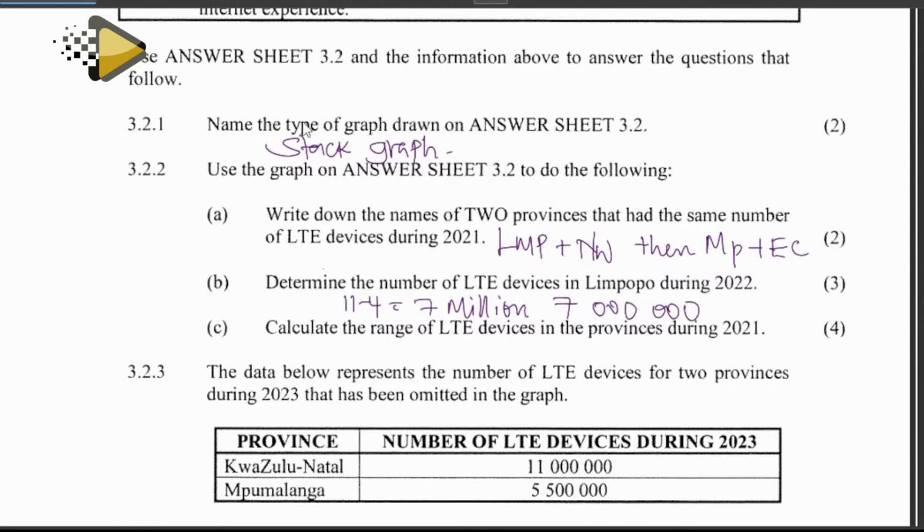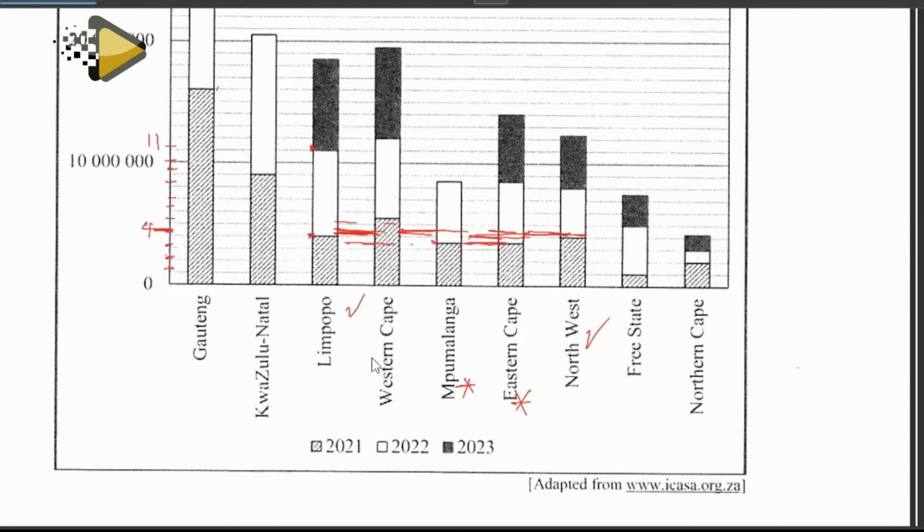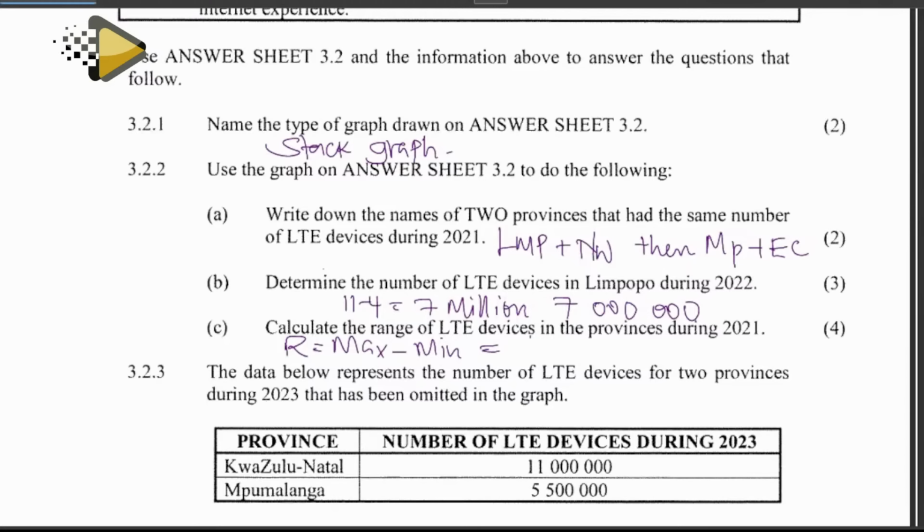Okay. Calculate the range. What is range? Range equals the max minus the min of LTE devices in 2021. So we shall go there, check on the answer book. The highest in 2021, it's this much. If this is 11, 12, 13, 14, 15, 16. So the highest is what? 16. Versus the lowest, which is what? 1. This is 1 million. So the first line. So we shall go there and say 16 minus 1, and the answer becomes 15. But remember, they are millions.